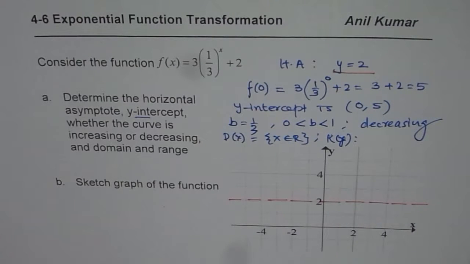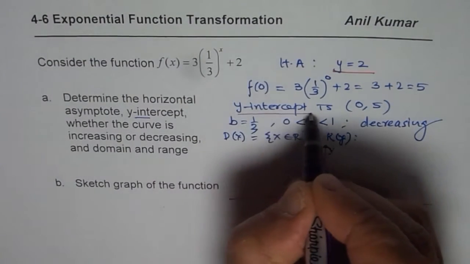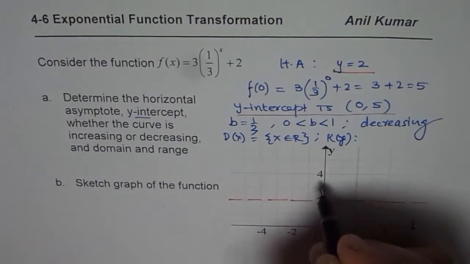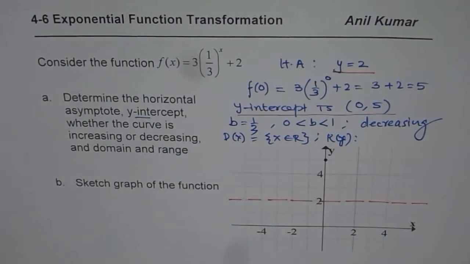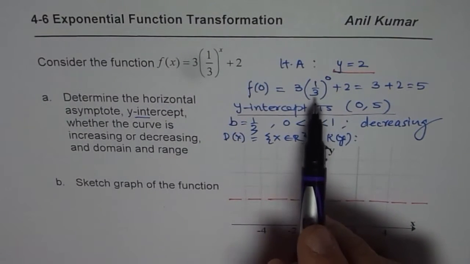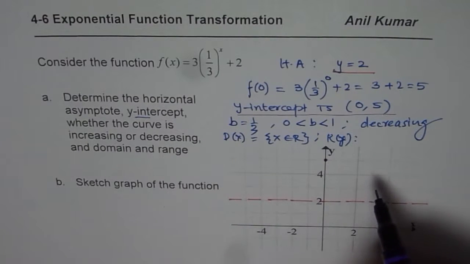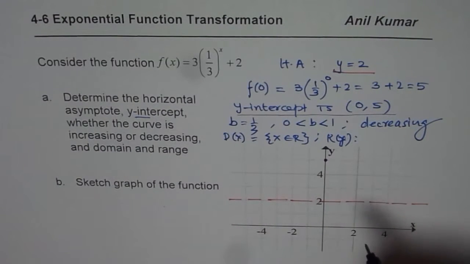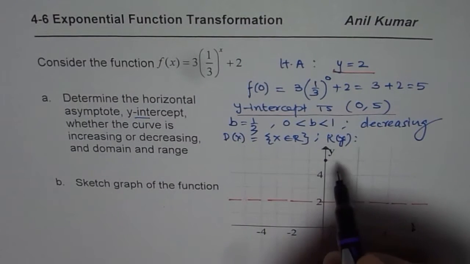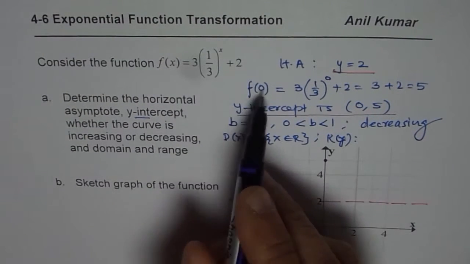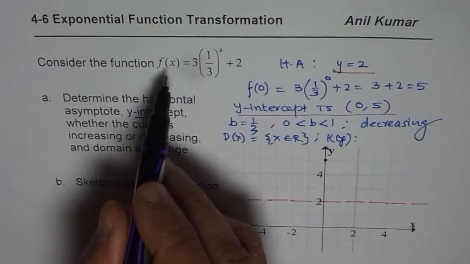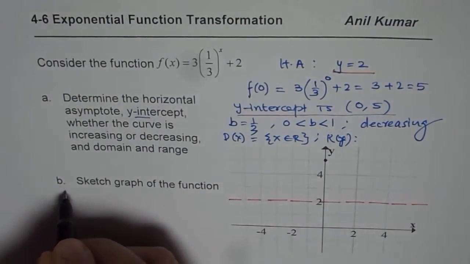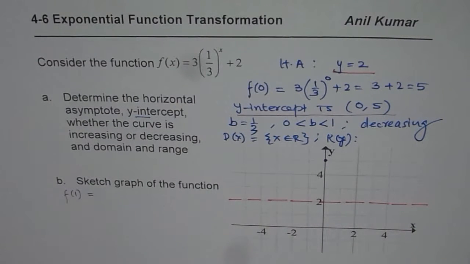Now we will mark the y-intercept. Y-intercept is 0, 5. So at 0 we have 5. So that is the y-intercept for us. And we know the function is decreasing. Now to get other points, we can find the value of the function at 1, minus 1, 2, right? And then figure out what those points are. Now, the function here is f of x equals 3 times this. So let us find the value of the function at 1.